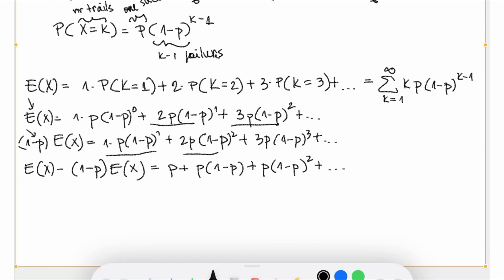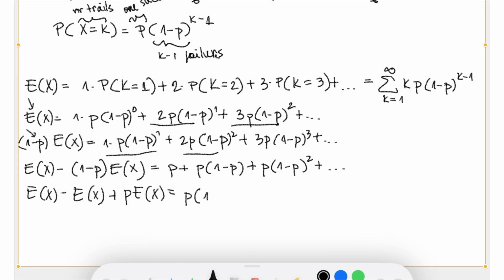And now we calculate what is to the left. This is so EX minus EX plus pEX. And now here we put a common factor to be p. And what is very nice is that these two cancel out, and also p's cancel out, so we are left with a nice geometric sum.